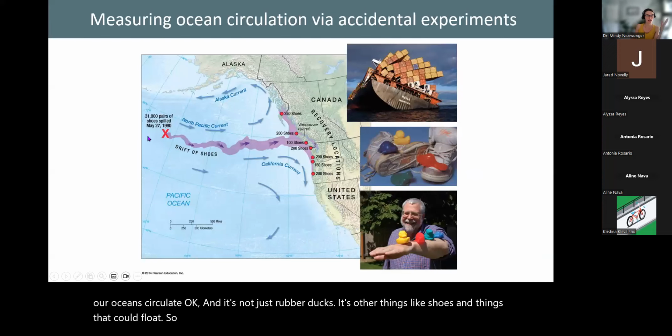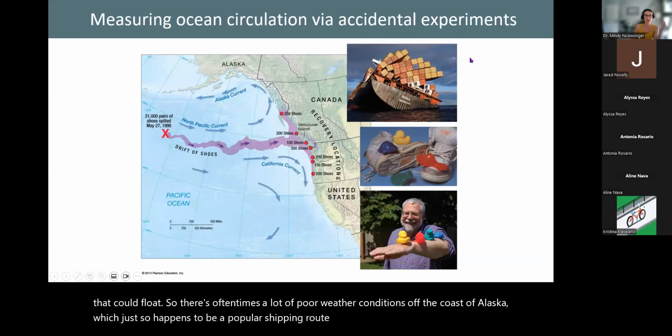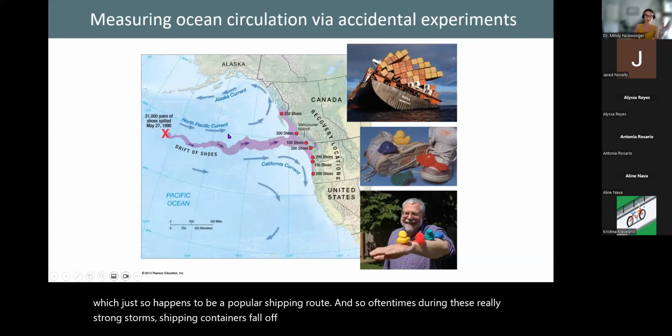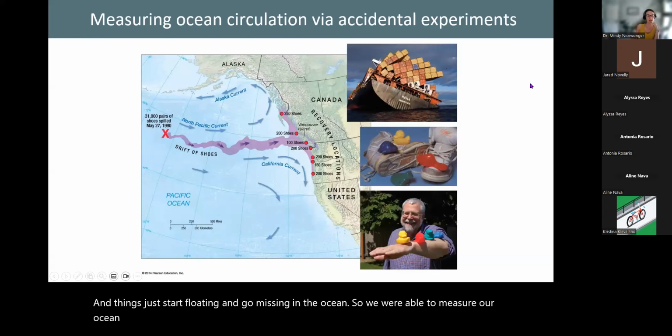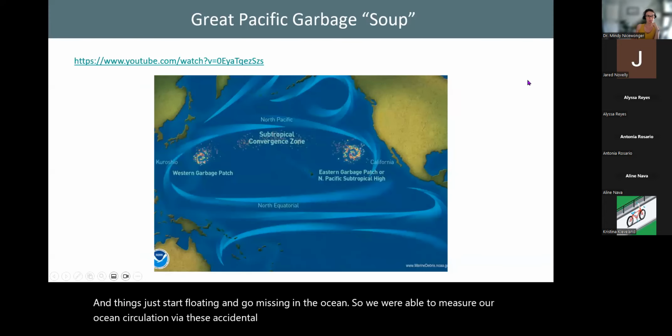So there's oftentimes a lot of poor weather conditions off the coast of Alaska, which just so happens to be a popular shipping route. And so oftentimes during these really strong storms, shipping containers fall off and things just start floating and go missing in the ocean. So we were able to measure our ocean circulation via these accidental experiments.